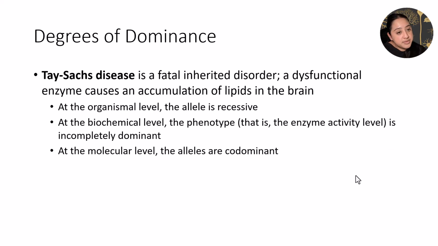And so another example is this disease called Tay-Sachs disease. It is a fatal inherited disorder. And there's a dysfunctional enzyme that causes an accumulation of lipids in the brain. So again, whatever allele you get is actually making a functional difference. And that's why this results in either a different phenotype or maybe a disease. And there are different degrees of dominance based on what you're focusing on, which makes it more confusing. So I think I'm just going to skip this part.